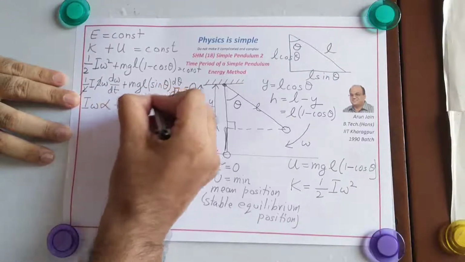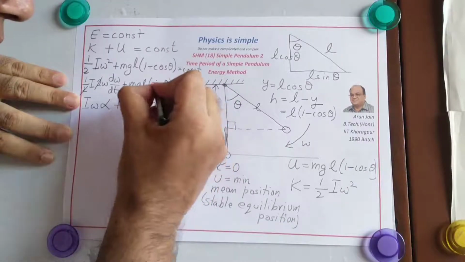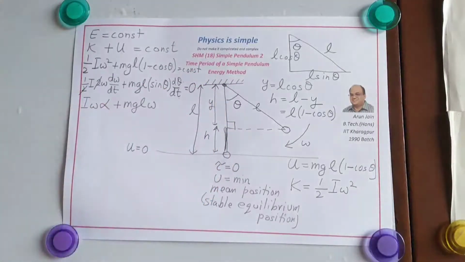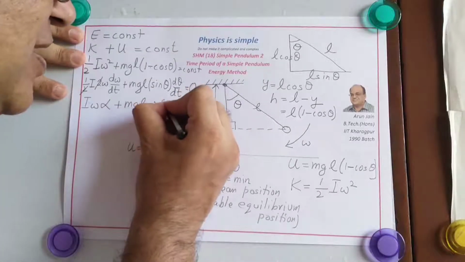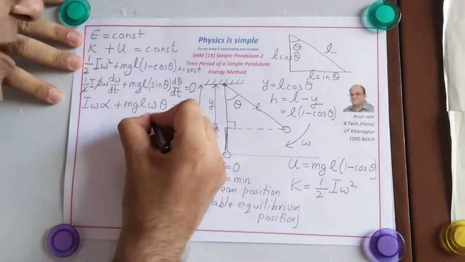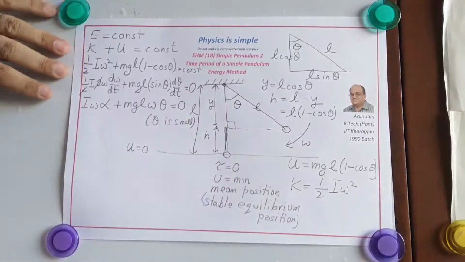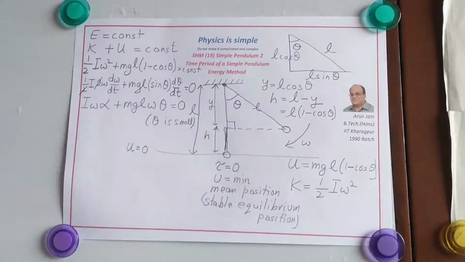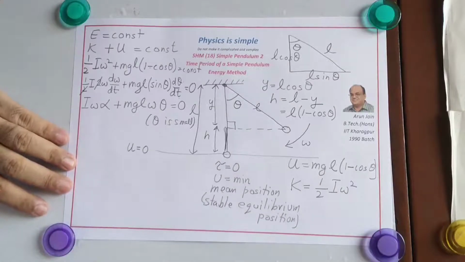mgL d theta by dt is omega, and sin theta is approximately equal to theta in radians when theta is small, that is less than 6 degrees. So we can write this as theta equal to 0. Okay, theta is small. And once we have done that, we can get the equation for alpha.